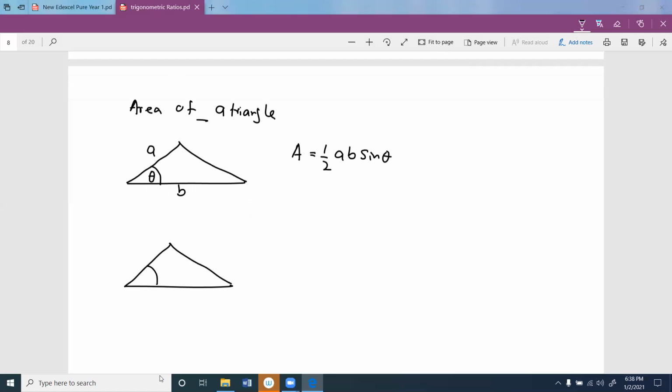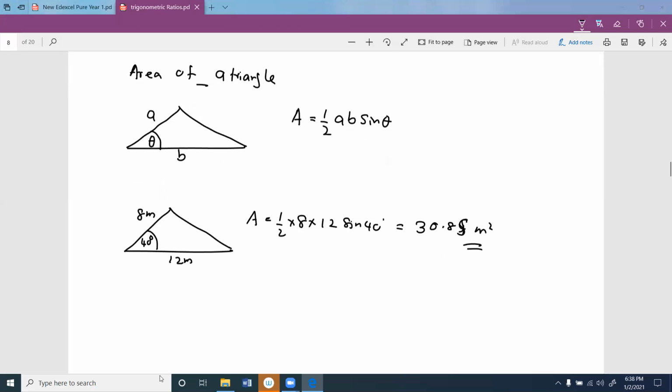So if this angle is 40 and this side is 8 meters and this is 12 meters, simply you can get the area A by half into 8 into 12 sine 40. It works out to 30.85 square meters, like that you can get it.